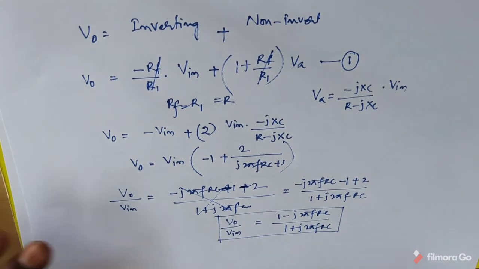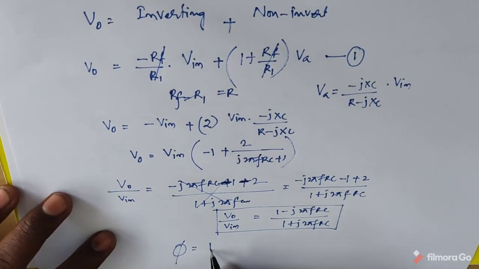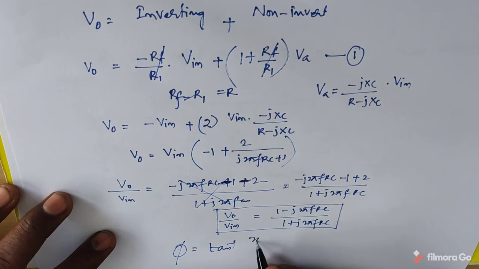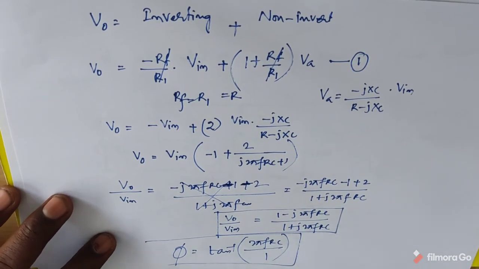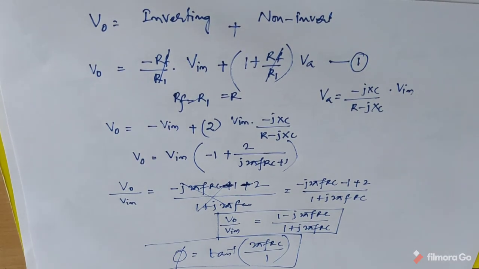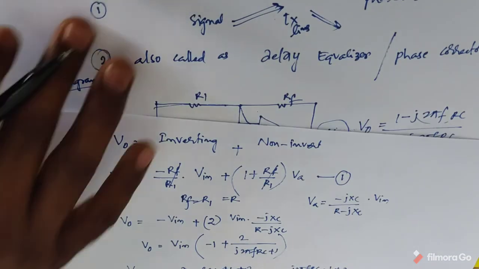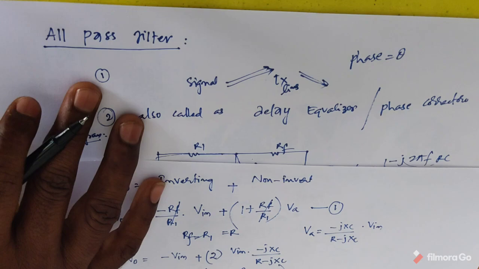Based on this, you can calculate the phase as tan inverse of 2πfRC, the imaginary part by the real part. Then you can get that continuous expression. This is the actual all pass filter. Thank you.